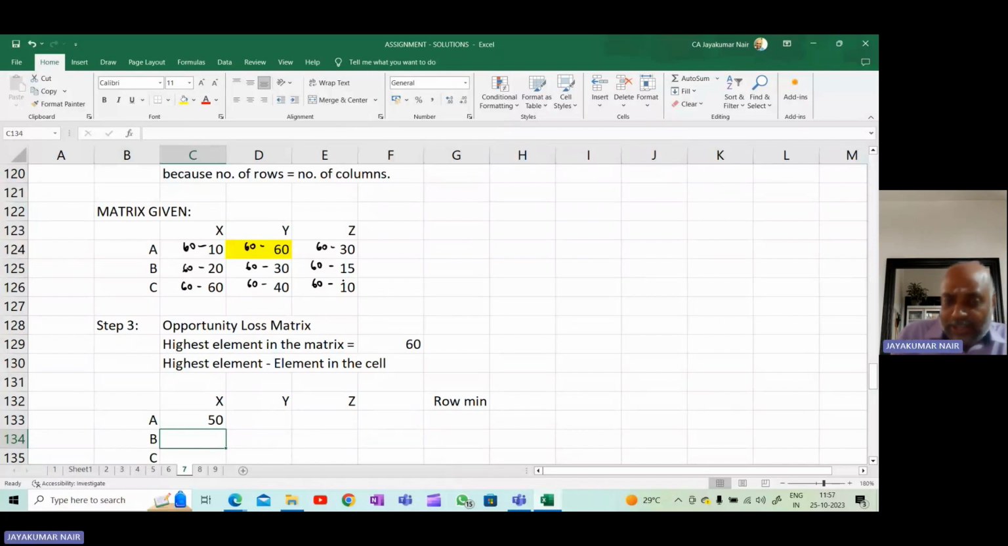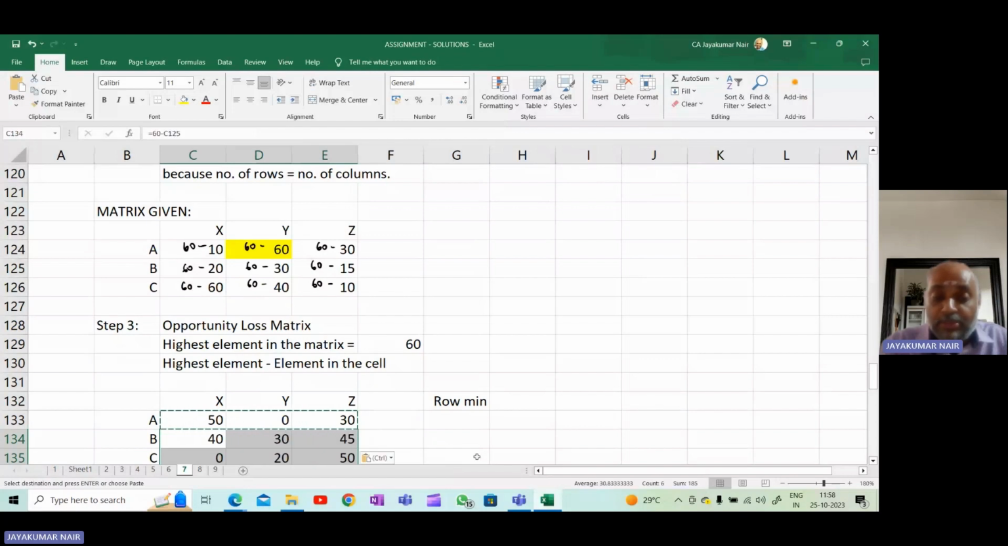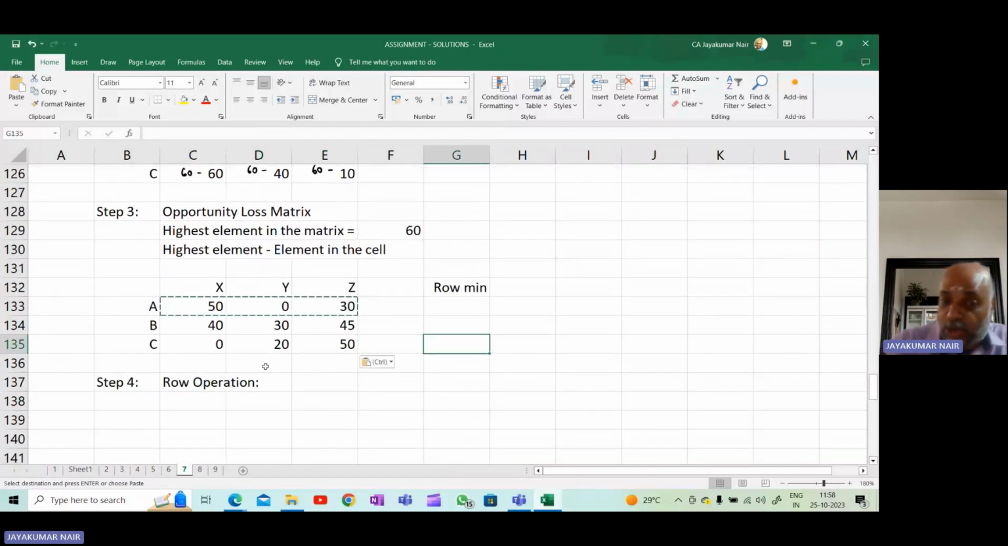So this is what we are going to do here. The highest element in the matrix is 60. How do you calculate the opportunity loss matrix? It will be 60, the highest element, minus the element in that particular matrix. When you do that, you will get these values. This is called the opportunity loss matrix. Once you have created it, the same rules you follow for a minimization problem apply here.